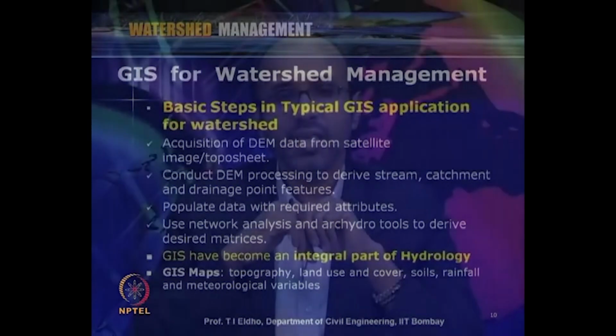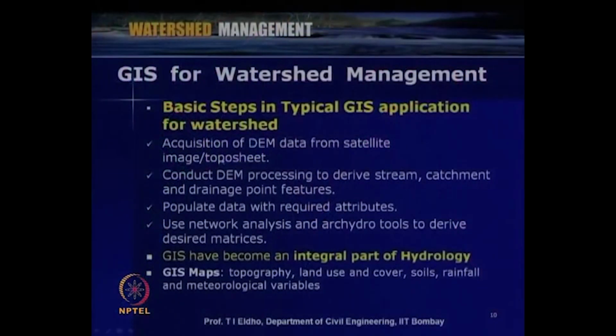So, now we have seen that GIS can be utilized for various purposes within the perspective of watershed management. So, let us look at what the basic steps are in a typical GIS application from the watershed perspective. As I mentioned, we can generate a detailed elevation model for the watershed, with the elevation data acquired, for example, from topo sheets, or we can generate the DEM, or get it through various sources. Then conduct DEM processing to derive stream, catchments and drainage point features. So, once a watershed is delineated using GIS and a digital elevation model is generated, we can utilize it to identify the drainage location, the stream pattern, the drainage points, etc.